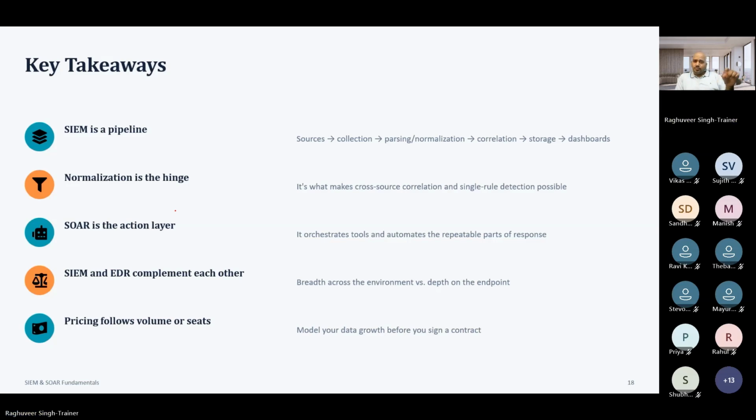You will also see where CrowdStrike NG SIEM is placed. If you want to know more about CrowdStrike NG SIEM, look for the Gartner Magic Quadrant.